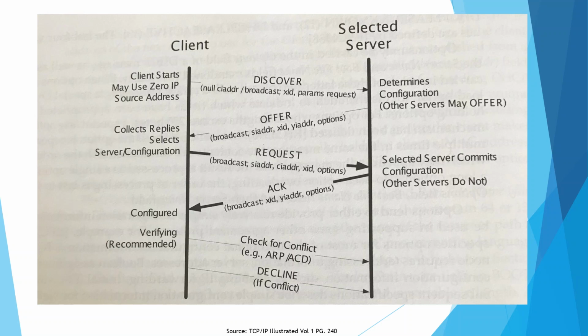So this is what the DORA process would look like from both a client and then the selected server perspective. So we do that discover, we get an offer, we make a request, and we get that acknowledgement. Now, one thing to call out specifically is towards the bottom there. We talk about verifying. So we want to make sure, and this is most common, that we check for conflicts. So we use protocols like ARP to determine if we have a conflict on the network.